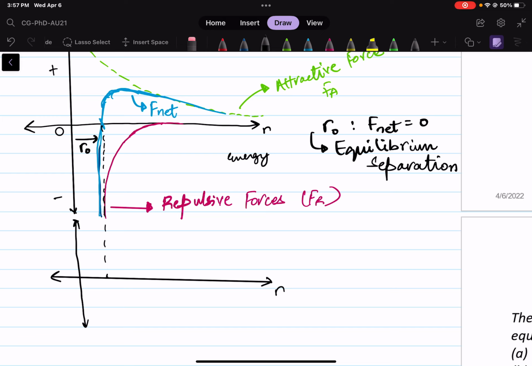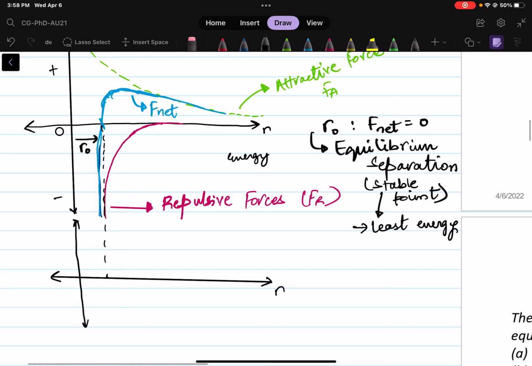And this is the point where there is no net force acting on your two ions. It is a net zero system, therefore it is the most stable point. And your atoms or ions can sit absolutely stably at this distance with each other. At the same distance, because it is the most stable point, it should have the least energy, right? Because it's the most stable.